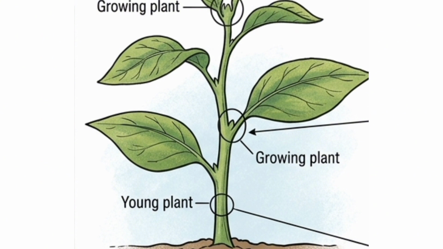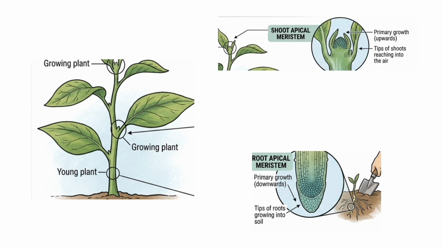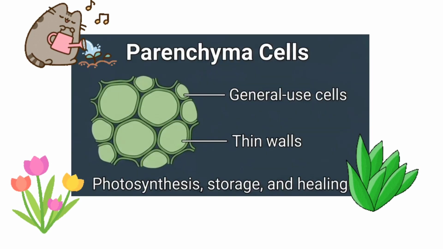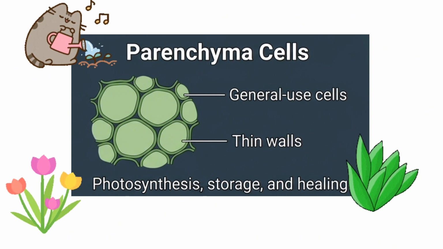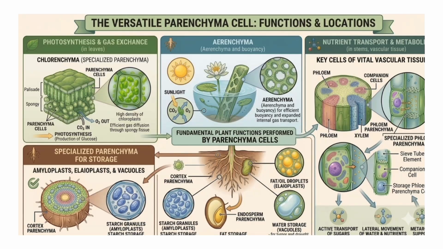You can find them at the very tips of roots growing into the soil and at the tips of shoots reaching into the air, and at the junctions where leaves and branches attach. Next are parenchyma cells, which are the primary workhorses of the plant. These are general use cells with thin walls and highly adaptable shapes.